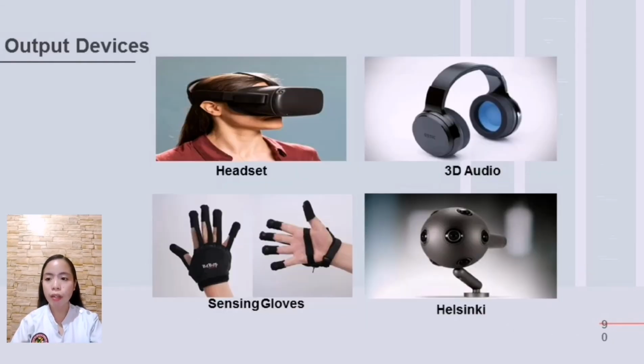Then on the other hand, we also have the output devices such as the headset, the 3D audio, the sensing gloves, and the haptic key. These devices stimulate a sense organ. These include visual, auditory, or haptic displays.